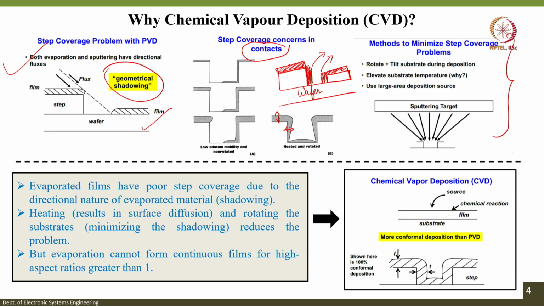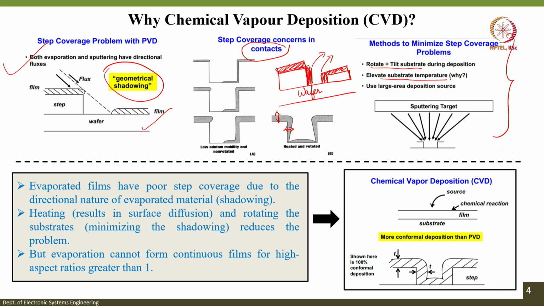First, you can rotate as well as tilt your substrate during the physical vapor deposition. While the deposition is happening, if you are continuously rotating the substrate or tilting it at a certain angle, this may help to have a uniform step coverage, or equal deposition on the side walls as well.